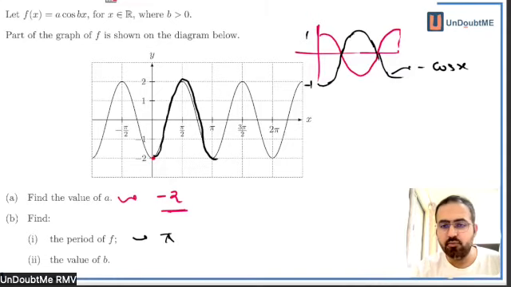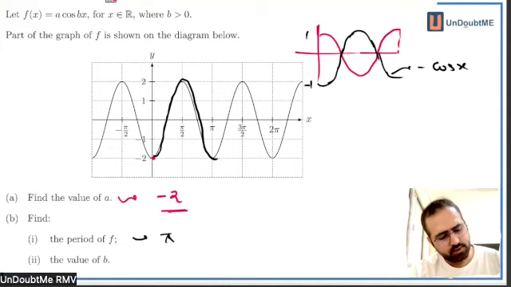Is anyone getting the value of b? So I did 2 pi by n, and that equals the period, right? Yes. 2 pi by n equals pi.